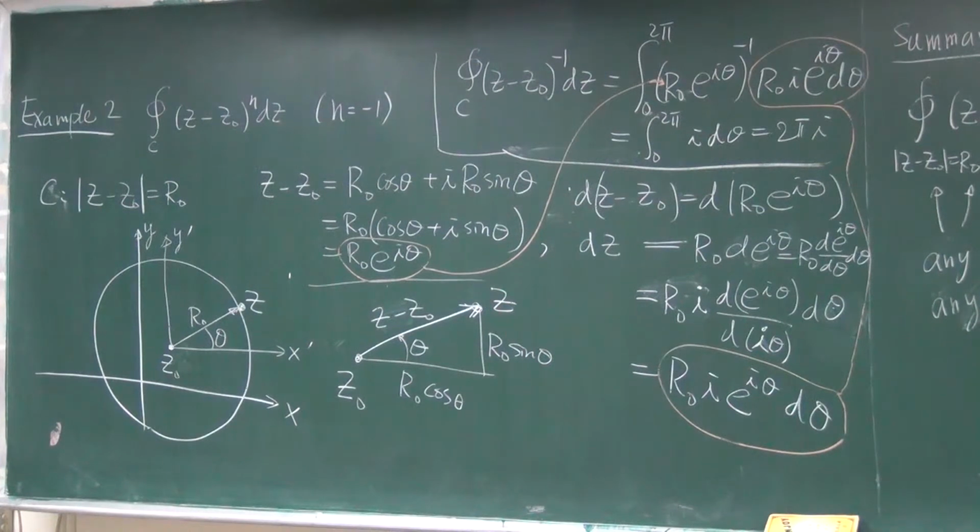So in this way, this rectangular relation can be written as z minus z0 equal to the horizontal component plus I times the vertical component. And then we take R0 out of this bracket, and then apply the Euler formula to regroup these terms. We get the exponential expression.